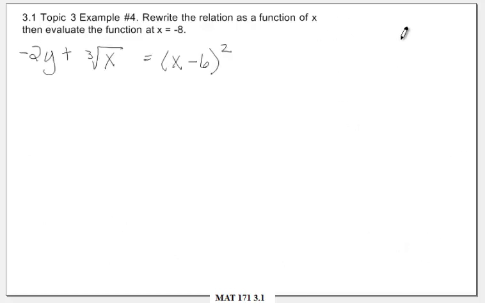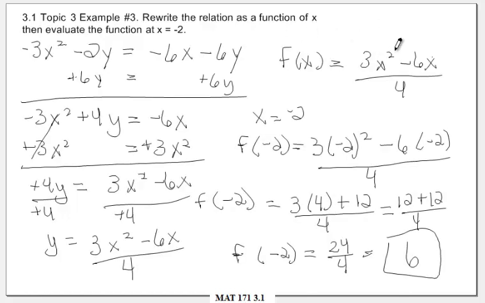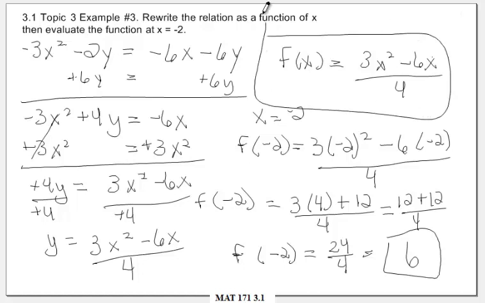For our next example, we're going to do that again. Rewrite the relation as a function of x. So for this last one, when we rewrote it as a function of x, this was our function of x. And then we plugged in the negative 2, we got 6.